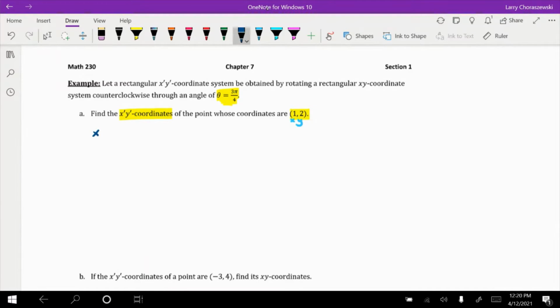As a reminder, the formula for x prime goes x cosine theta plus y sine theta. Now the x value that we're going to use is 1, and then the angle theta that we're going to use is 3 pi over 4. And we're going to add that to the original y coordinate of 2 times the sine of 3 pi over 4.